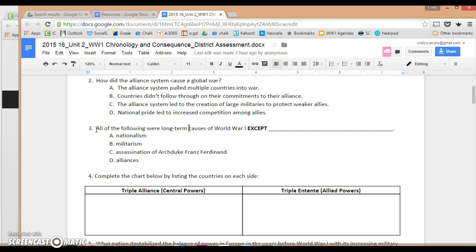Number 3, all of the following were long-term causes except. So which would fit in the blank here? So 3 of these are kind of long-term causes. They take a long time to build up. And one of them is something that's a short-term cause. Your choices are nationalism, militarism, assassination of Archduke Franz Ferdinand, and alliances.